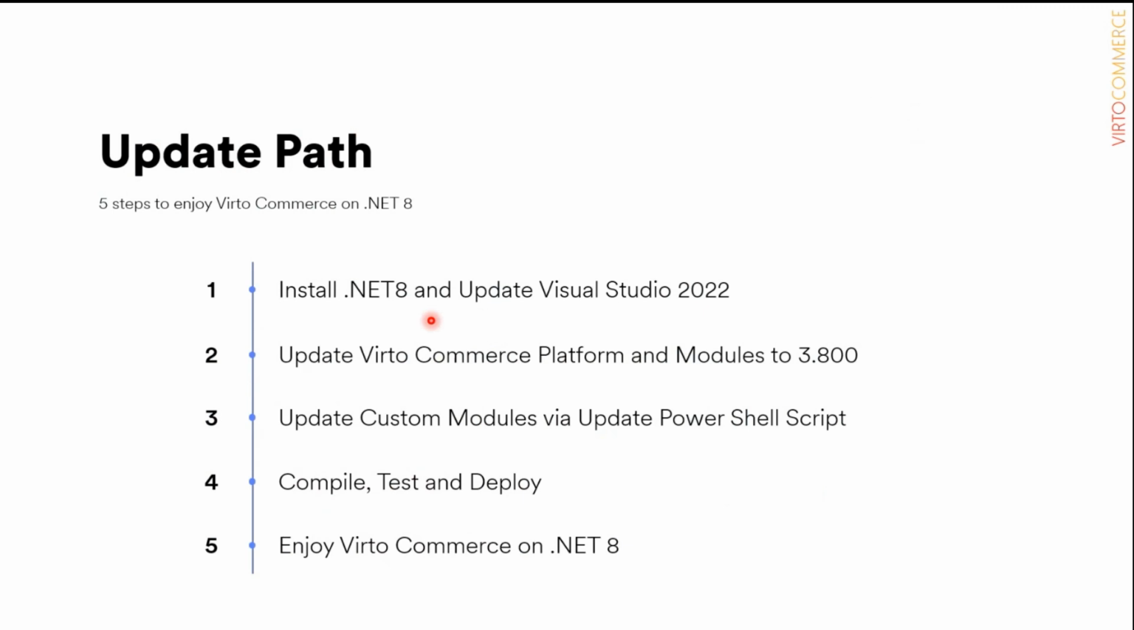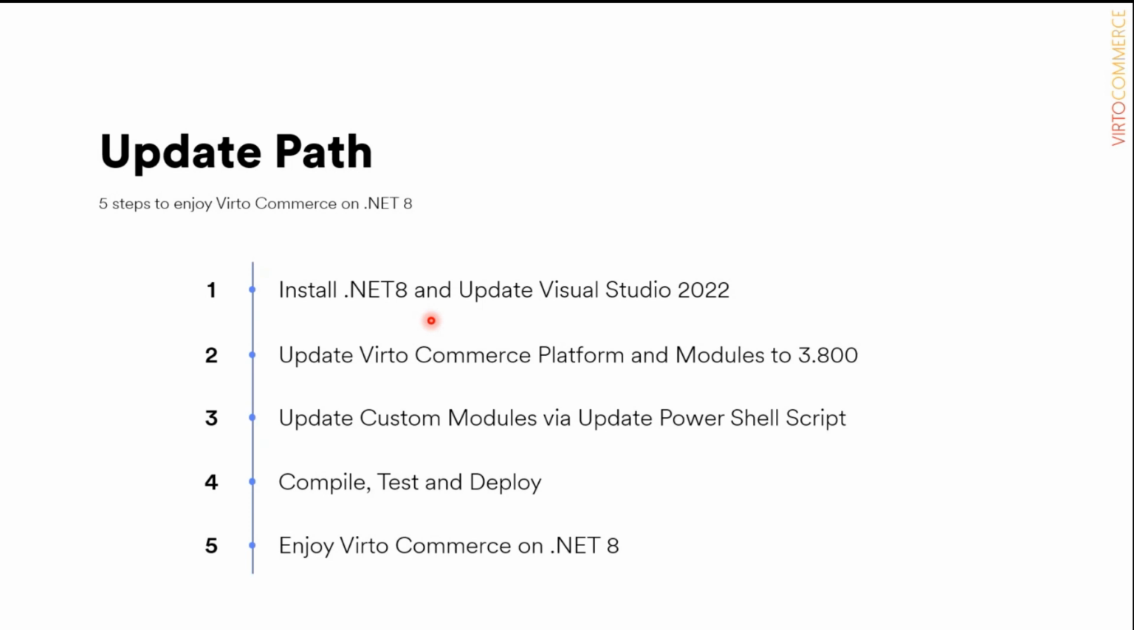Here's the update path. It's also presented in our documentation, and here I try to highlight the 5 steps you need to pass to update Virto Commerce. First of all, on local environments and hosting environments, you need to install .NET 8. If you use cloud hosting, .NET 8 is already available in most data centers and most regions, so we have not received any feedback that .NET 8 is not available. And for developers, it's very important to update Visual Studio, because without it, it's not possible to work with .NET 8 properly. So the prerequisites are just .NET 8 and an update of Visual Studio, that's all.